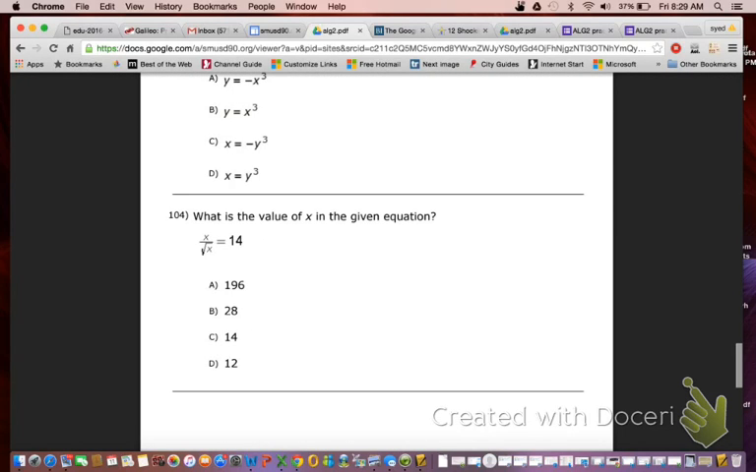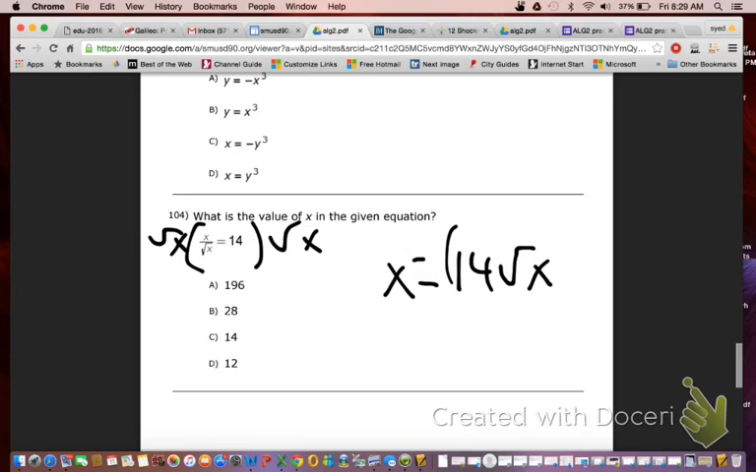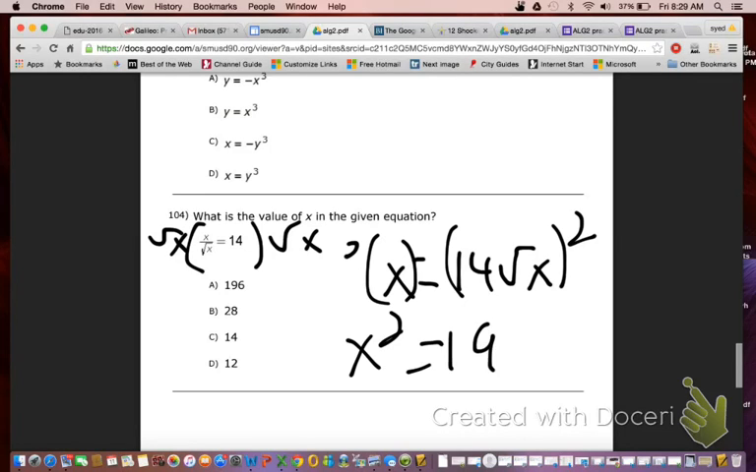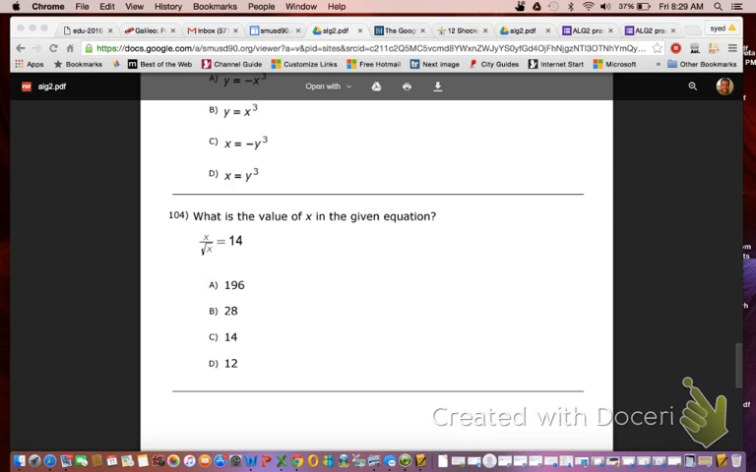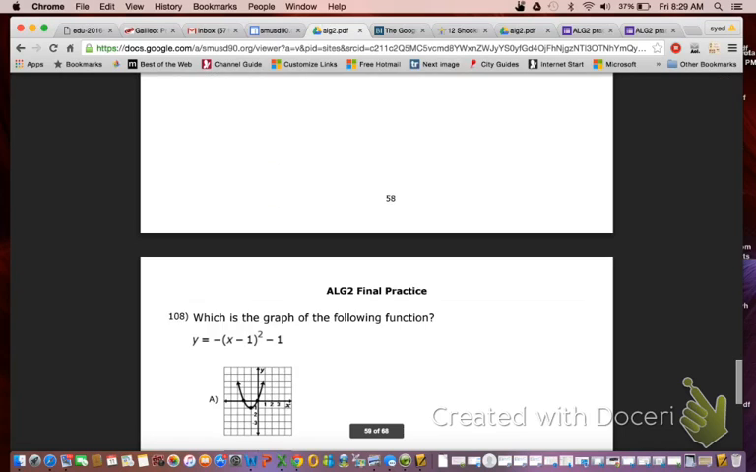Okay, so this problem right here, I would multiply everything by root x. So I get x equals 14 root x. Square both sides. X squared equals 196x. Divide both sides by x. So that's the official way to do it mathematically. Okay, so I just wanted to go over those ones because you can all do pretty well on this. We've done the probability.